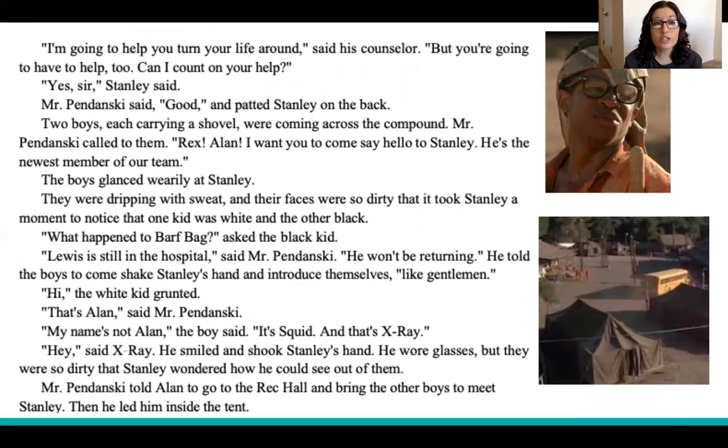Two boys, each carrying a shovel, were coming across the compound. Mr. Pendanski called to them. "Rex, Alan, I want you to come say hello to Stanley. He's the newest member of our team." The boys glanced wearily at Stanley.